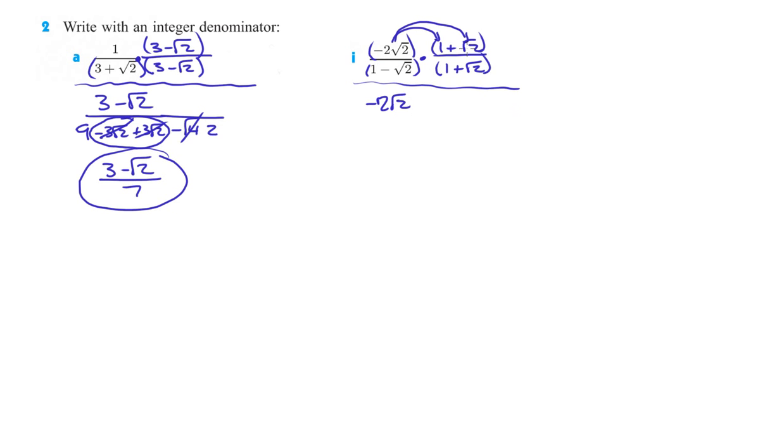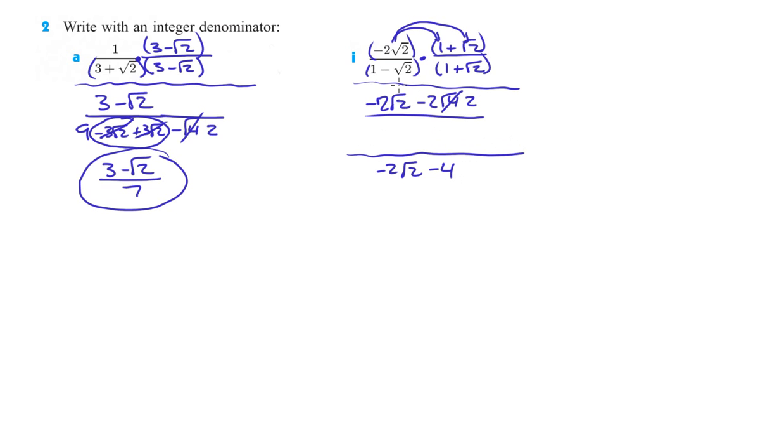And then negative 2 root 2 times another root 2. The negative 2 doesn't have anything to multiply by, so we just leave that negative 2. Root 2 times root 2 is root 4, which we know is actually just 2. So the top here is negative 2 root 2, and then negative 2 times 2 is minus 4. We can just leave that like that for now, and then we'll do the bottom here.